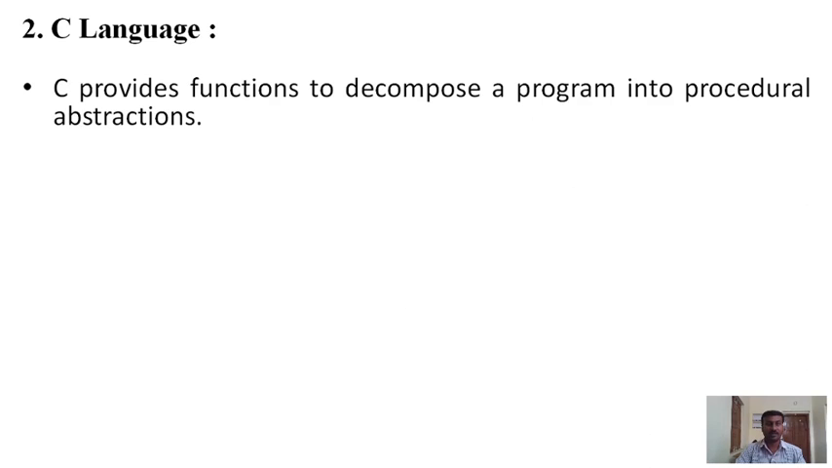Then the second language we are going to discuss is C. In C language, how is this decomposition of programs possible, and how is this feature implemented? C provides functions to decompose a program into procedural abstractions. So C supports only functions. Functions return a value, while procedures do not return a value. We already discussed these concepts previously. So C supports functions to decompose the program into procedural abstractions.